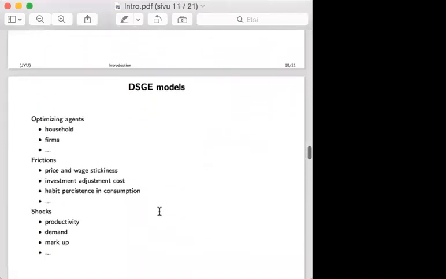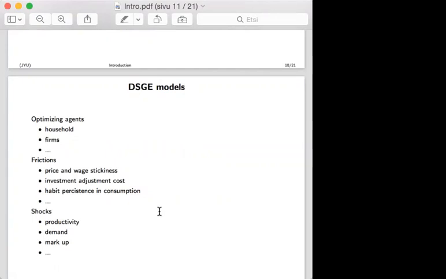So DSGE models consist of optimizing agents, households and firms, and there can also be banks and different types of firms. Then there are frictions that regulate the behavior of these optimizing agents. They cannot typically freely set prices and wages. Instead, there is price and wage stickiness.